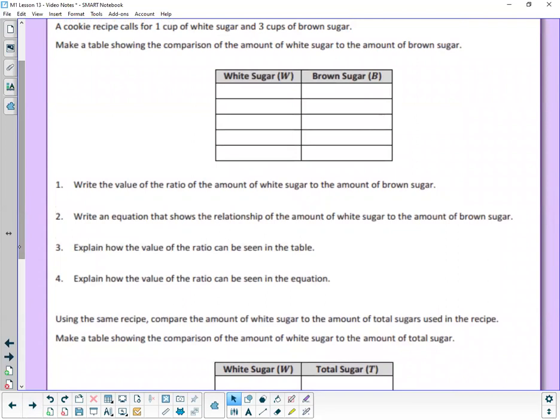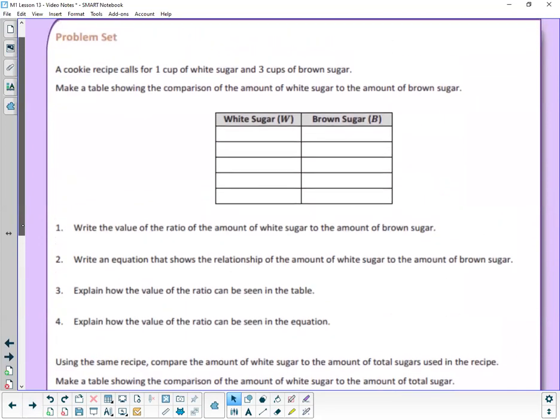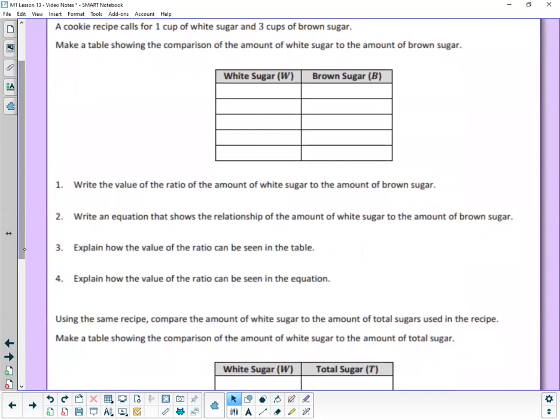All right, so for homework for my classes, and I know I have people that watch these that aren't necessarily in my class, but for the people that are in my class, you're going to be doing questions numbers 1 through 4. So I am going to ask you to recreate this ratio table on a separate piece of paper and then read the question carefully. So I would start by highlighting here: a recipe calls for 1 cup of white sugar for 3 cups of brown sugar. So fill in your ratio table, write the value of the ratio of white sugar to the amount of brown sugar. Make sure you're putting that in the right order.